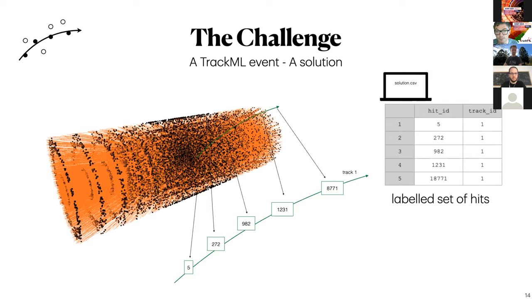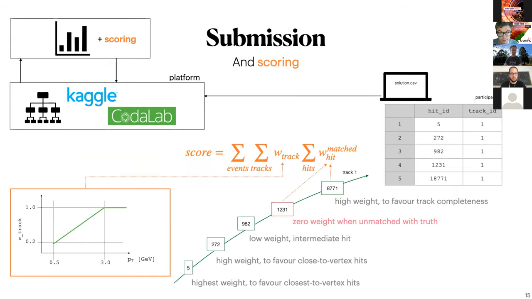And then the challenge was to find connected hits, so a labeled set of hits, which would then qualify as one track. And the idea was, can you find all these tracks? So a solution would be a labeled set of hits, and that would be submitted as a CSV file to the platform, with the ground truth for the evaluation data set at the platform. We'd apply some scoring and then that would rank you in the challenge.